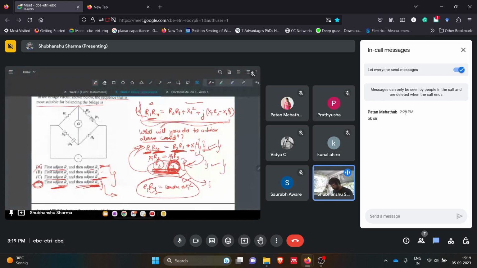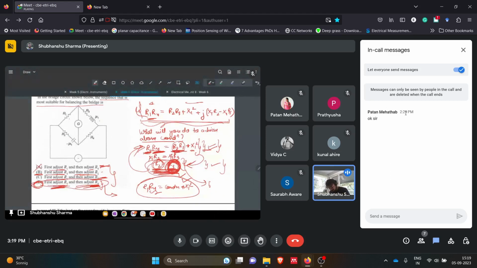What if we talk about this B part? So we didn't discuss this. They are saying first adjust R3 and then adjust R2. So if we already adjust R3 and then we again are adjusting R2, then only we are focusing on this. So why do that if in the fourth option we can adjust three parameters with two adjustments?